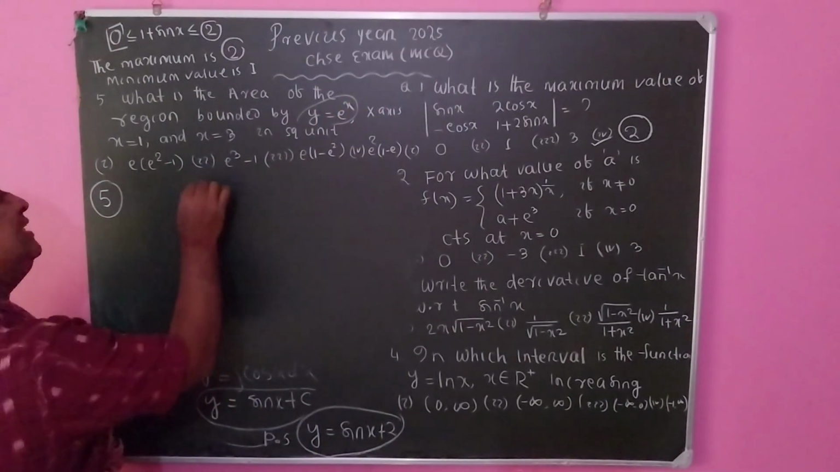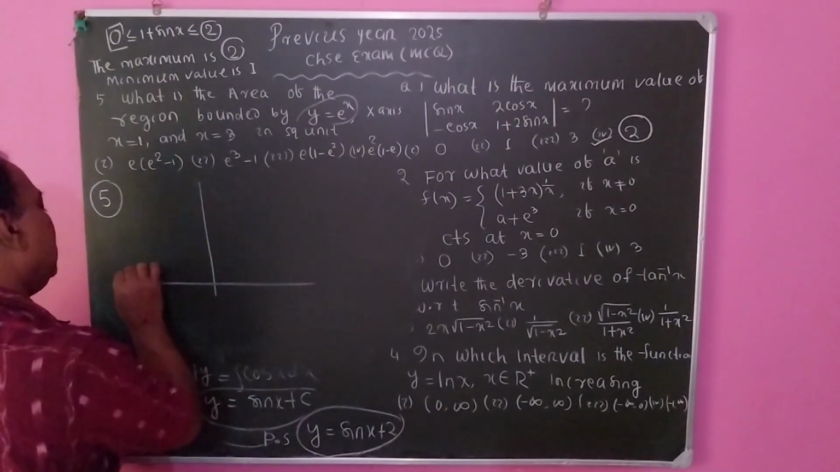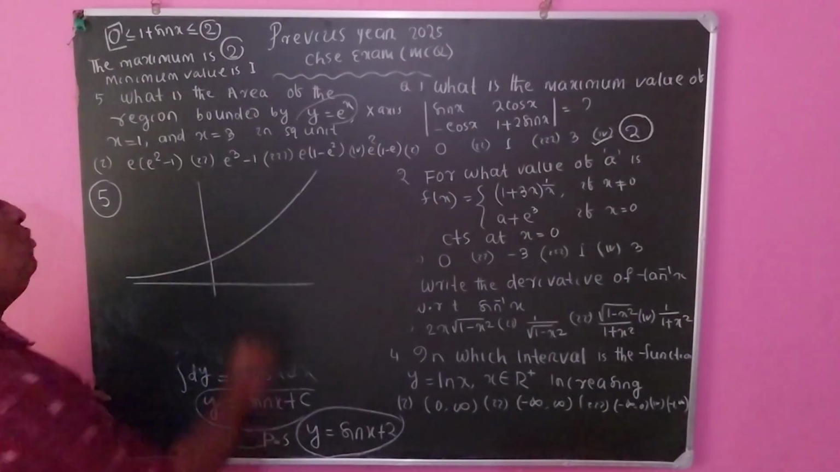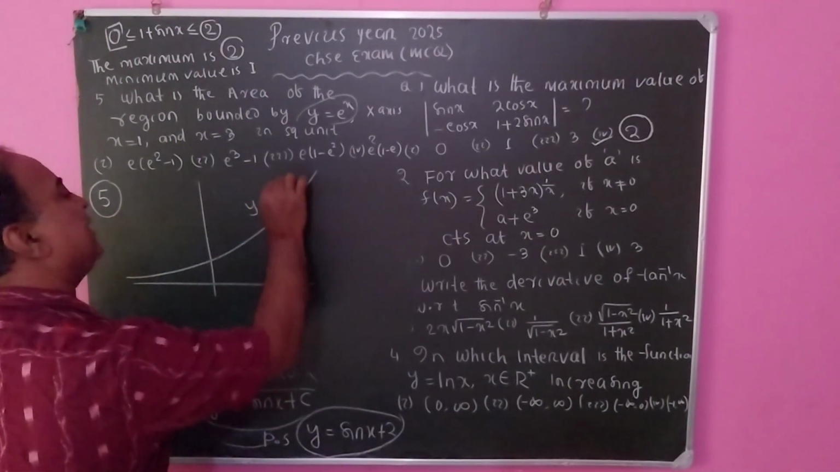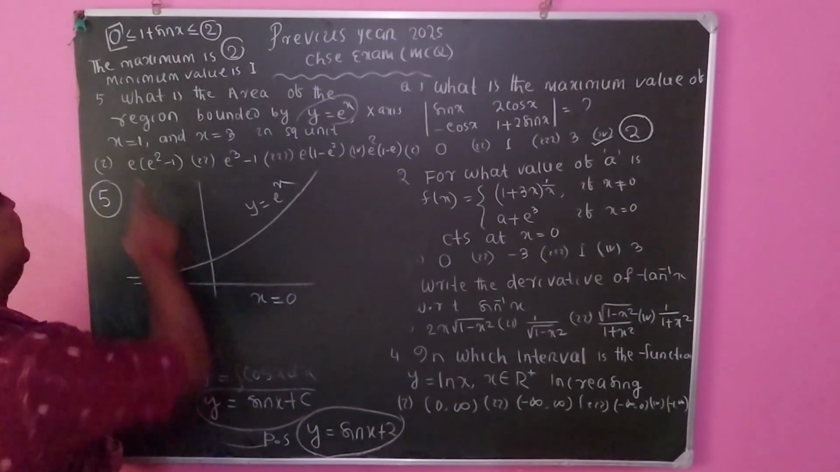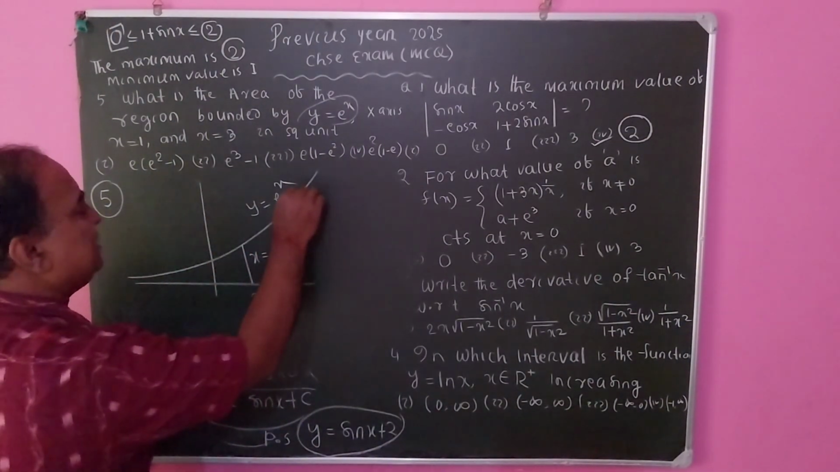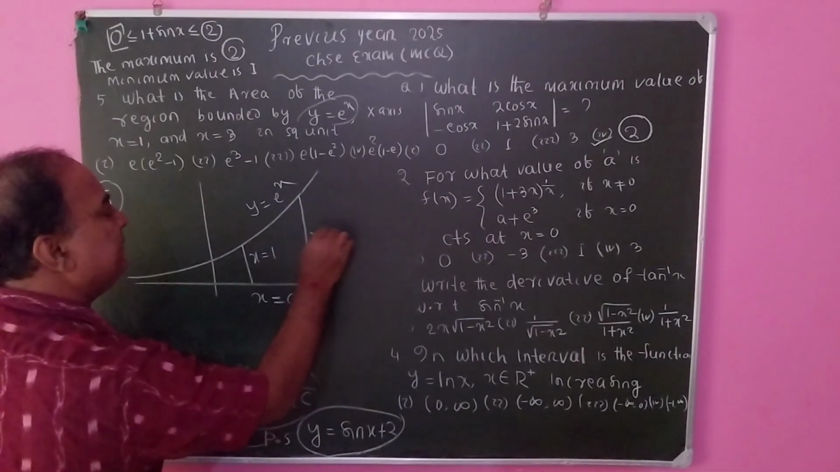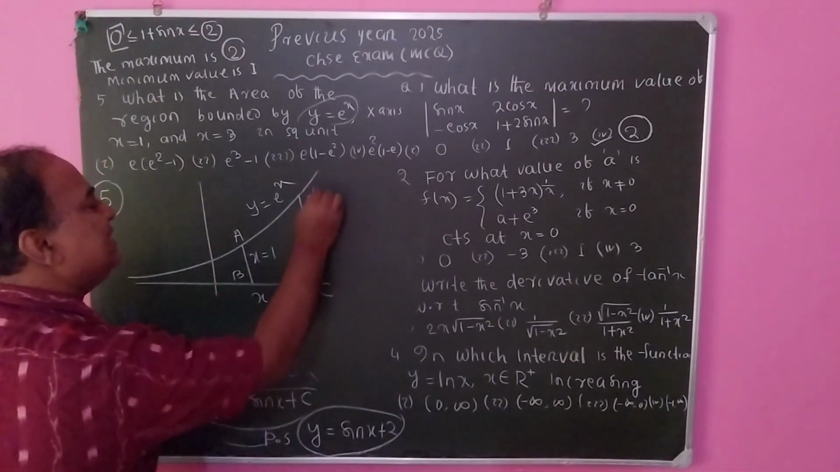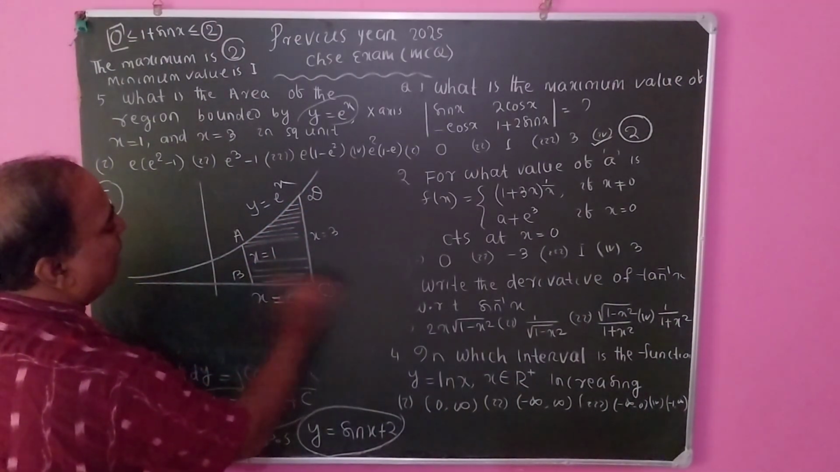We have already discussed this in 11th class. This is the exponential function, so the graph is just like this. It is the graph of the exponential function y is equal to e to the power x. The x axis means here it is y is equal to 0. Suppose this is x is equal to 1, and suppose this is x is equal to 3. So here it is A, here it is B, here it is C, here it is D. Our aim is to find out this area.